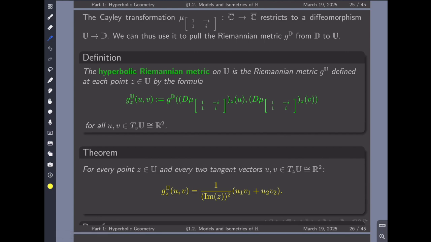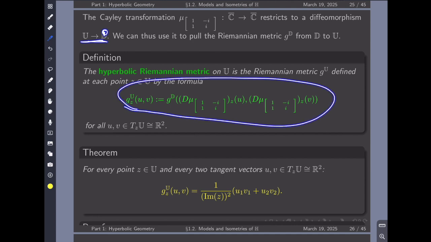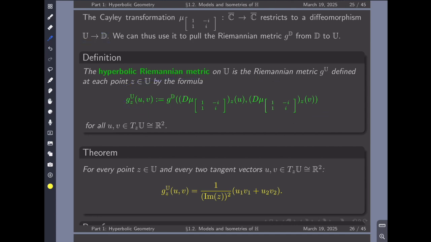So that's what we do to provide you with a Riemannian metric. We just use the Cayley transformation to pull back the one we have on D. So here is the definition. And then again, okay, give me an explicit formula. Here it is. Again, how can I do it? Well, everything is explicit. The Cayley transformation itself is given by an explicit formula. So one can really do it explicitly.